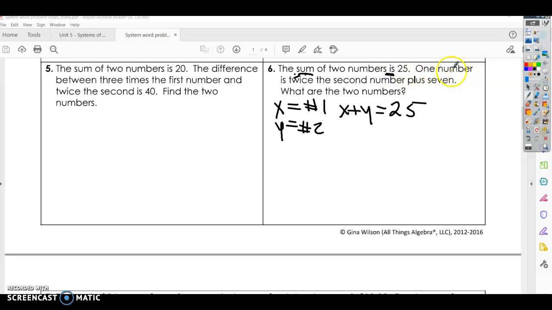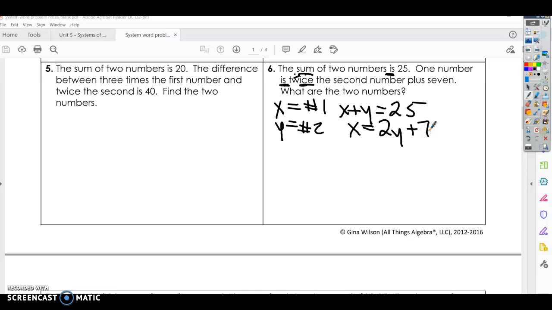One number is twice, so we're going to say number 1. The first number is twice, so x comes first this time. So x is twice the second number plus 7. So twice again means two times. The second number is y plus 7.